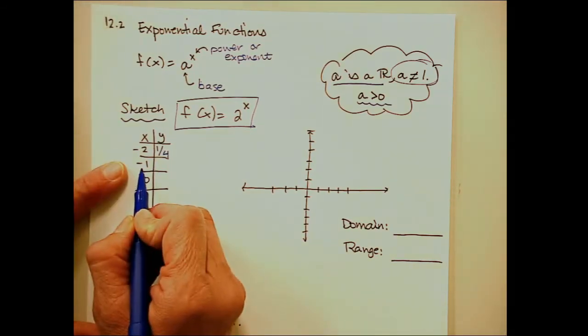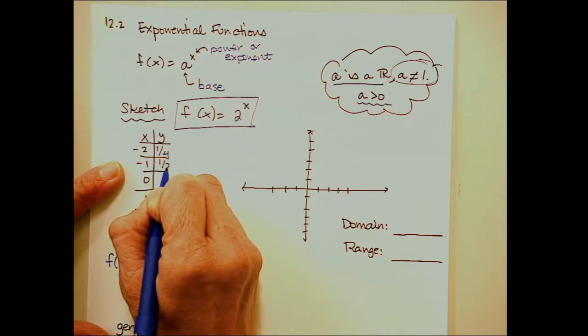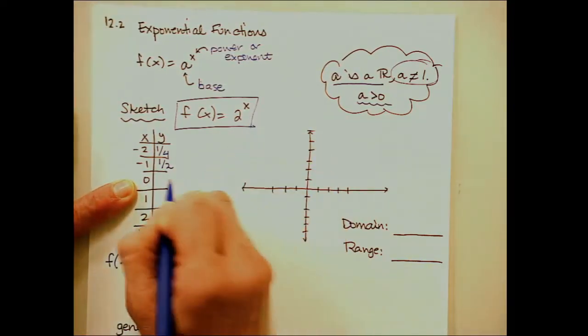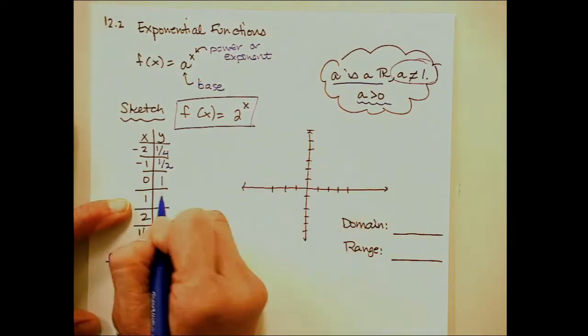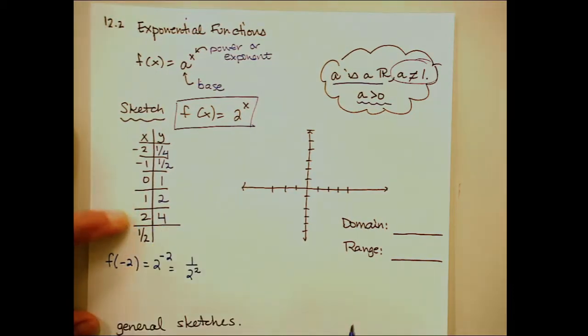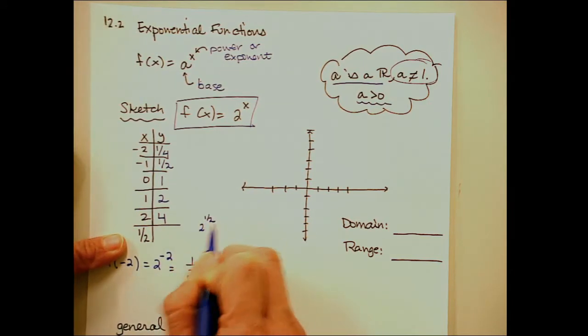Okay, so f of negative 1, 2 to the negative 1 would be 1/2. 2 to the 0, right, anything to the 0 is 1. 2 to the first, 2 to the second. Okay, here's another tricky one, 1/2. What does 2 to the 1/2 mean? Did we remember that exponent property?